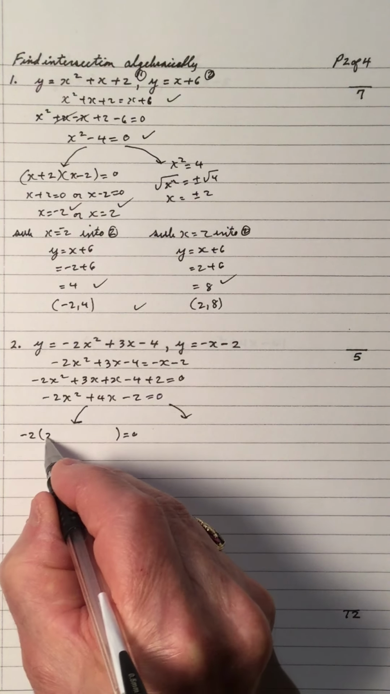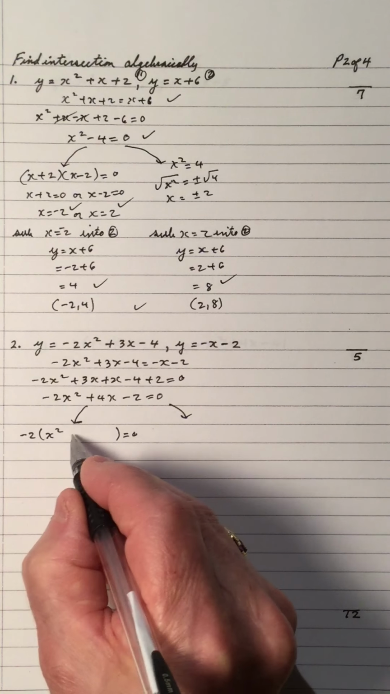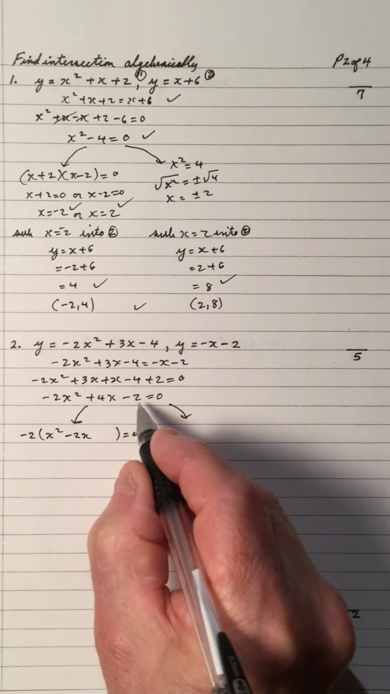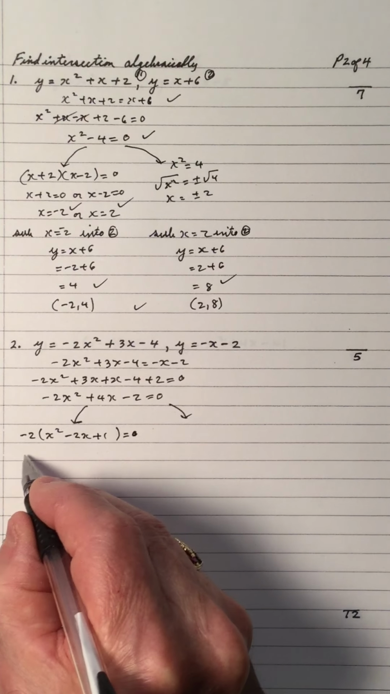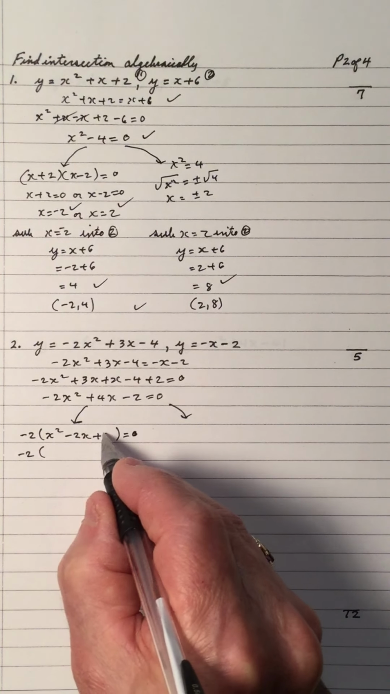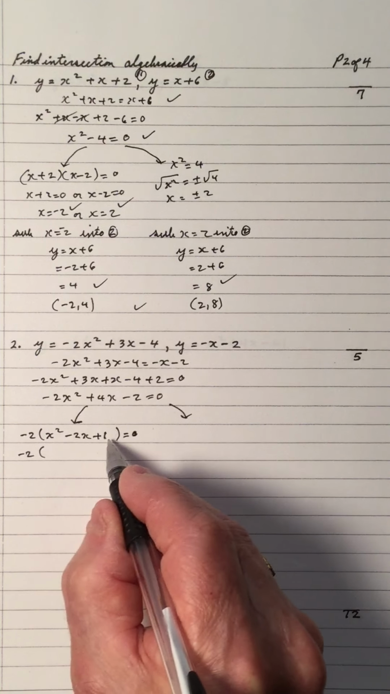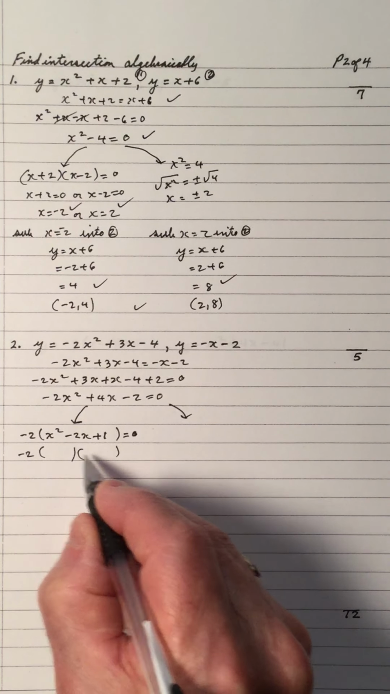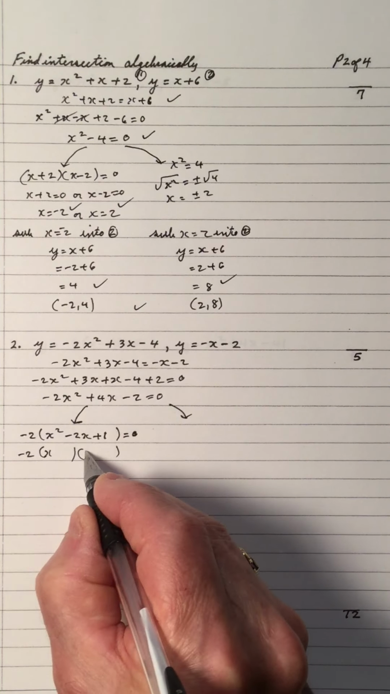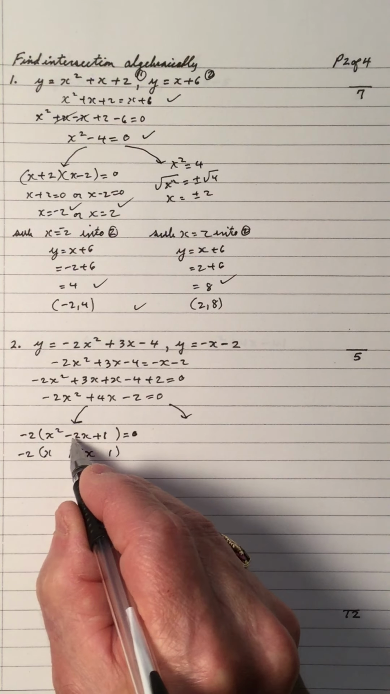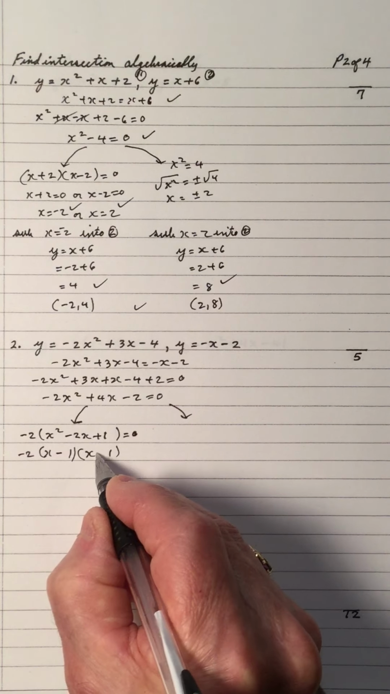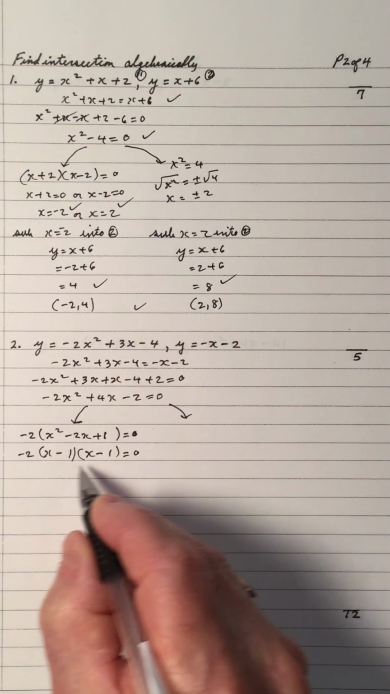Negative 2 divided by negative 2 is x squared. 4 divided by negative 2 gives me negative 2x. Negative 2 divided by negative 2 is a 1. And that gives me a quadratic, x squared minus 2x plus 1. That's factorable. X squared is x and x. Factors of 1 are 1 and 1. Product is plus 1. Sum is negative 2, so it's a negative 1, negative 1.